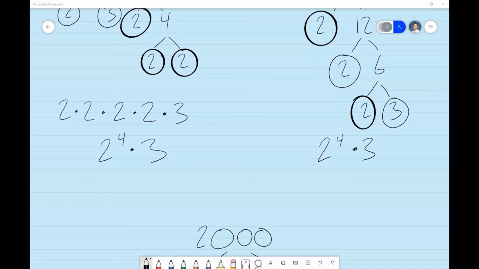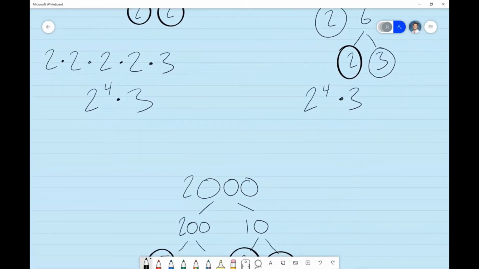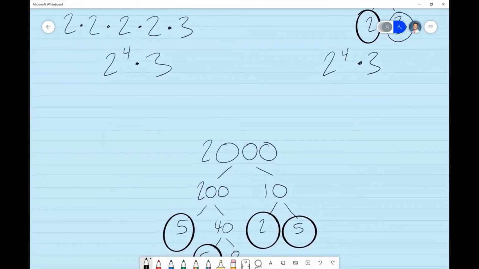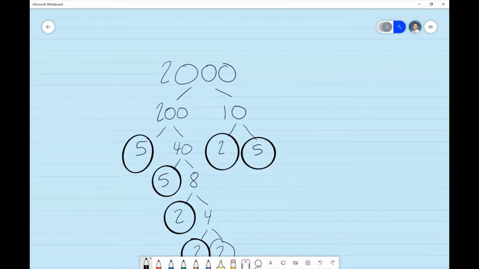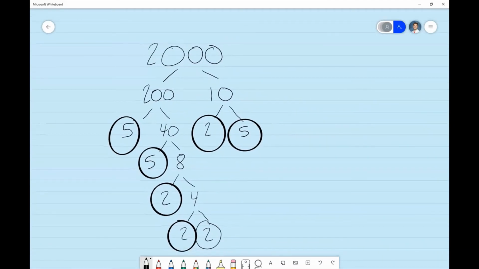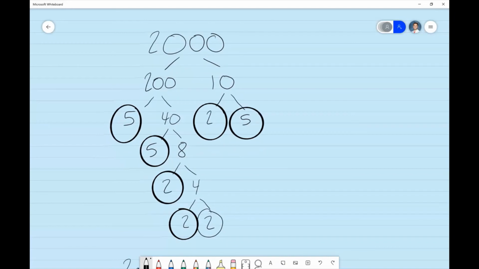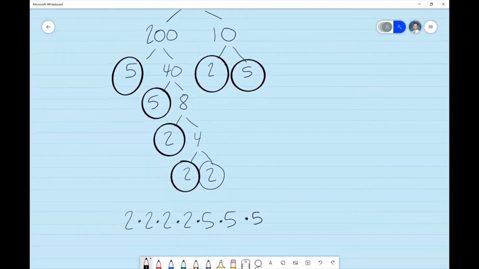So I've done a little example here, taking 2000. Now I know a factor pair there would be 2 and 1000... wait, I mean 200 and 10. And then from that, 200 we could use the factor pair 5 and 40. 40 would be 5 and 8. 2 and 4, down to 2 and 2. Then here with 10, factors 2 and 5. So now we have the complete prime factorization. We have 2 times 2 times 2 times 2 times 5 times 5 times 5.